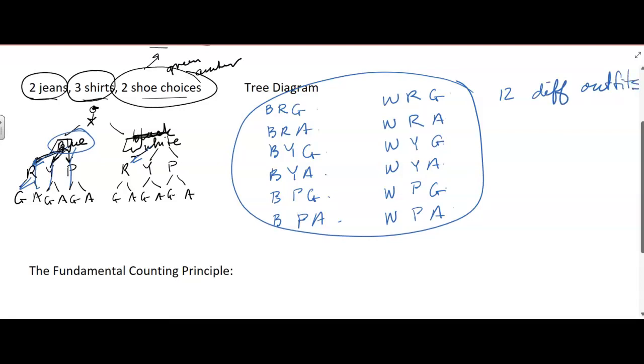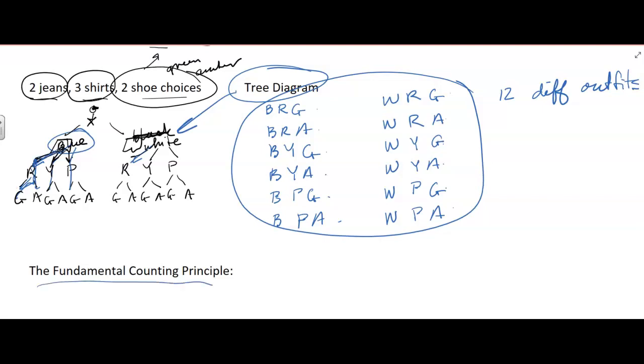Okay, so that's what we're talking about. And this is called a tree diagram over here when we write this out like that. And you can kind of follow the paths, like I was saying, to get those different combinations. Okay, there's an easier way to do it, and it's called the fundamental counting principle.